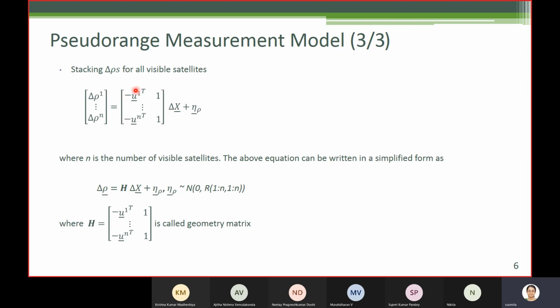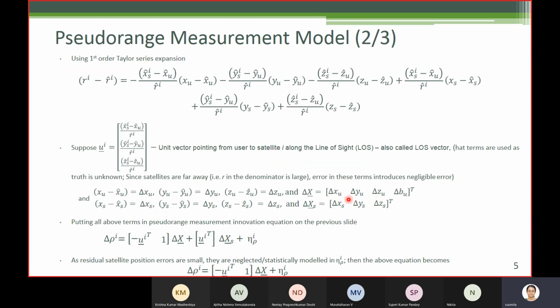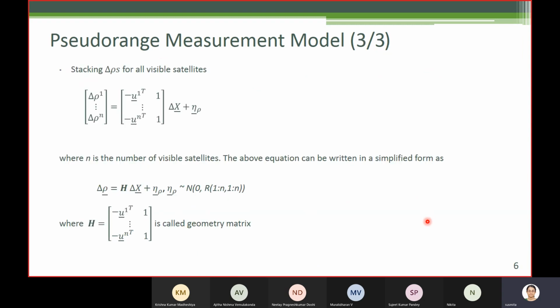The dimension of the matrix is n cross 4. There are 4 columns. What is the dimension of delta x? See, 4 elements are there. It is also a column vector. I put transpose here. So this has 4 elements, a 4 by 1 vector. So n cross 4 times 4 cross 1, we get n cross 1. Here also n cross 1. N satellites, so n measurement error terms will be there. This is also an n cross 1 column vector.